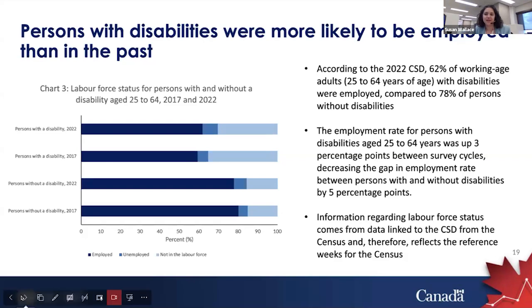We saw that the employment rate for persons with disabilities between 25 and 64 years of age increased by 6 percentage points between those two survey years, which decreased the gap in employment between persons with and without disabilities. We're still working on untangling whether this narrowing of the gap is the result of more persons with disabilities entering the labor market, or if there is an increased prevalence of disability among persons who are already employed.